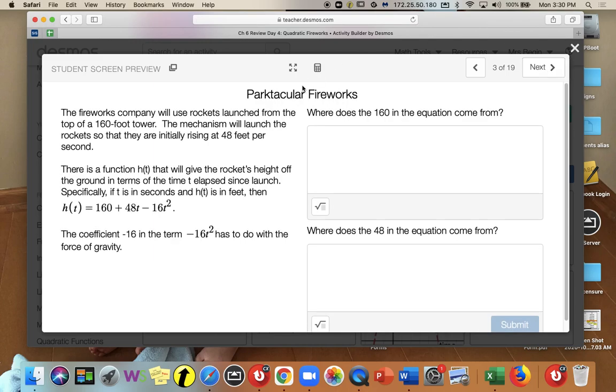The fireworks company will use rockets launched from the top of a 160-foot tower. The mechanism will launch the rockets so they're initially rising at 48 feet per second. Again, here's the equation. Negative 16 has to do with the gravity. Where does the 160 come from, what is that? That's the starting height. The 48 feet per second is the starting velocity.